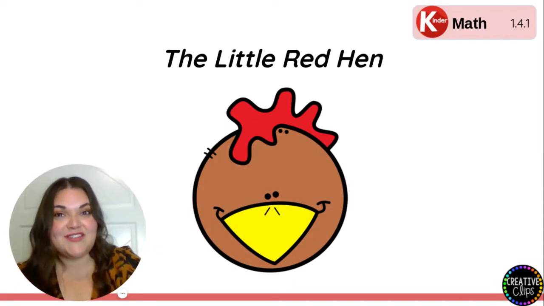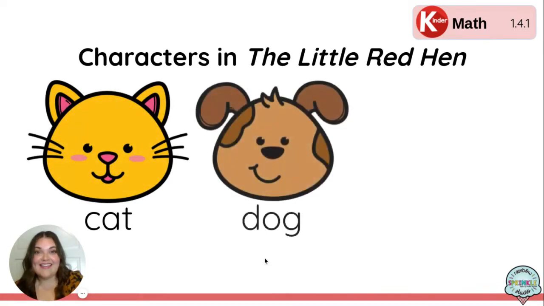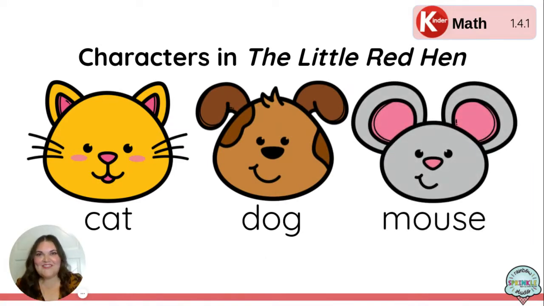Yes, those were characters too. If you said the cat, the dog, and the mouse, you got it correct. Those are all characters in the story. Let's see. This may be a challenging question, but do you know what sound a cat makes? If you said meow, you got it right. You try meow. Very good. That's your cat. Meow. Do you know what sound a dog might make?